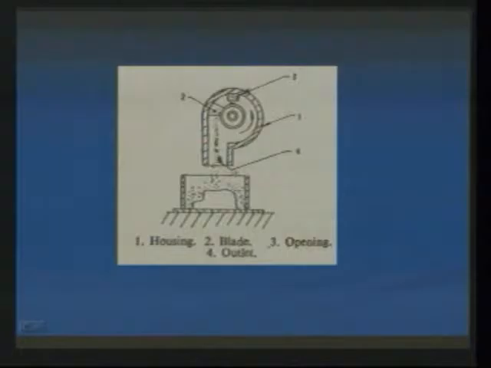In the case of the sand slinger, this one is the housing, this one is the blade which rotates, this one is the opening, and this one is the outlet. Initially, through the opening, some sand enters the casing and is projected over the blade surface. Whenever the blade rotates at high speed, the high speed is applied to the sand, and it is dropped over the surface of the core placed at the bottom, and the pattern will be filled with mold sand, and the mold cavity will be developed.